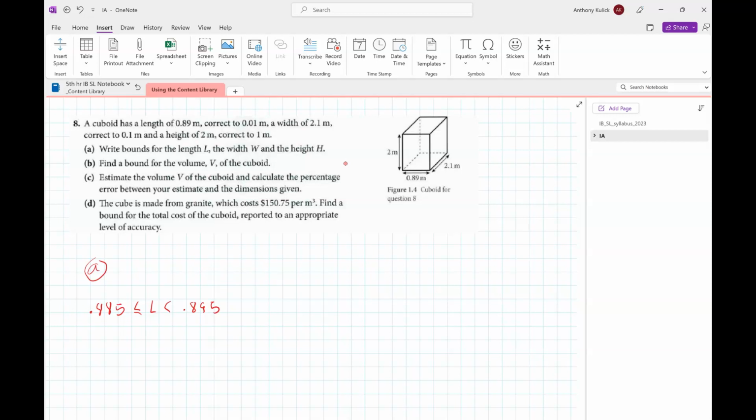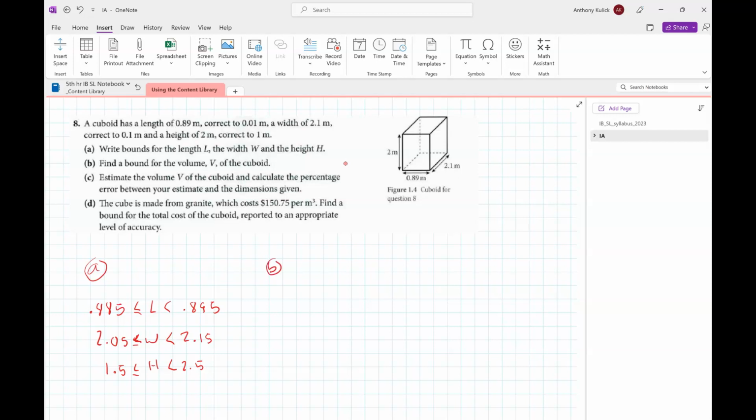And then the width is to the tenth. So the smallest that could have been is 2.05, and the biggest that could have been is 2.15. And then my height was 2, so the smallest that could have been is 1.5, and the biggest it could have been is 2.5. Okay, there.